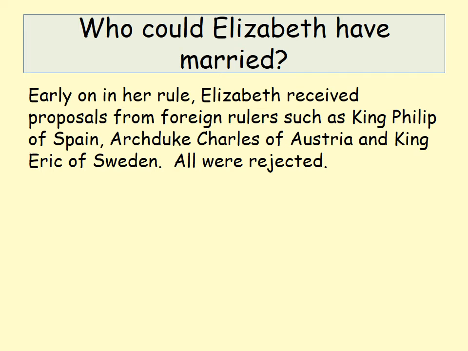So who could she have married? Well, she did receive in her early time as the monarch some marriage proposals. Foreign rulers like King Philip of Spain, who'd been married to her sister Mary, Archduke Charles of Austria, King Eric of Sweden, but all of these were rejected. I mean, there was actually quite a lot of protracted negotiations about her marrying King Eric of Sweden, but in the end, the alliance, the marriage, did not happen.